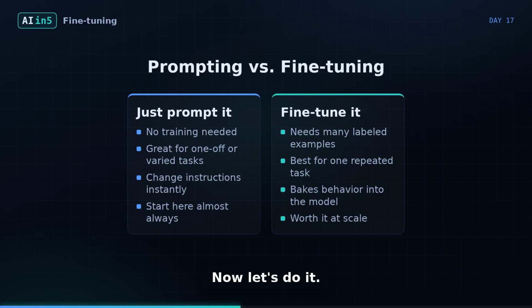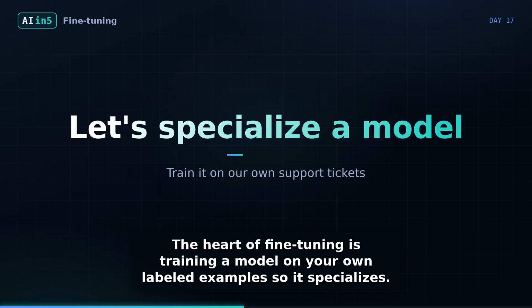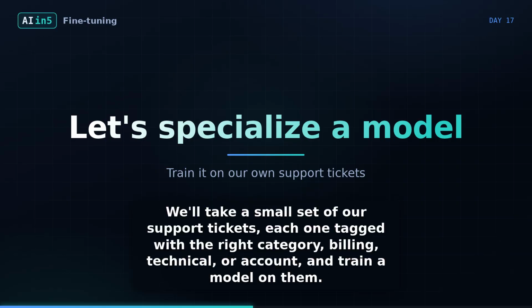Now let's do it. Let's make this real and miniature. The heart of fine-tuning is training a model on your own labeled examples so it specializes. So we'll do exactly that. We'll take a small set of our support tickets, each one tagged with the right category, billing, technical, or account, and train a model on them.